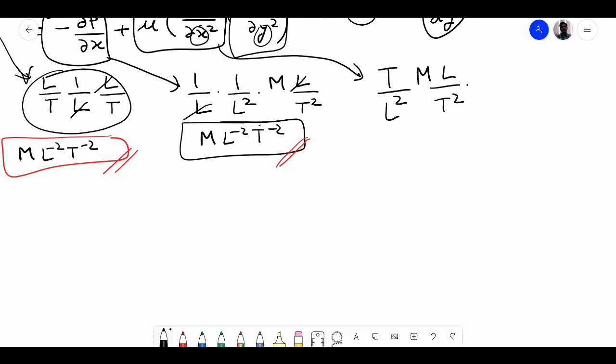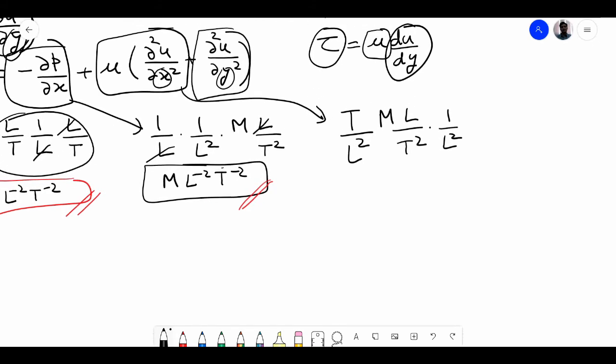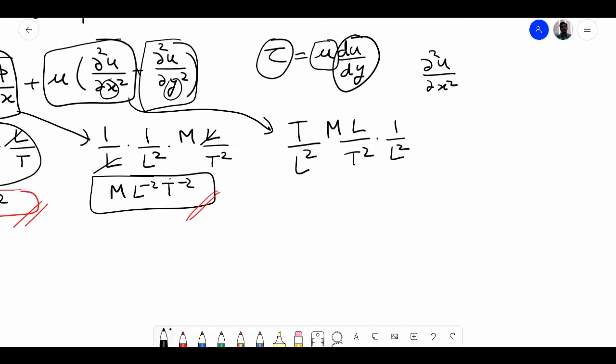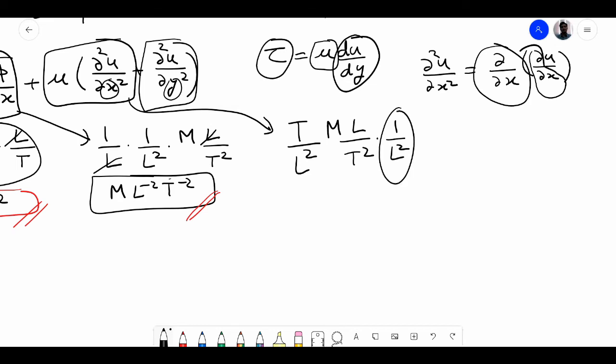Dou 2u by dou x square, so 1 by x square gives you 1 by L square, and u, by the way, what are the units of dou 2u by dou x square? Dou 2u by dou x square can be written as dou by dou x of dou u by dou x. So first you have to take a derivative with respect to x, and then again a derivative with respect to x. So you get 2 distance units in the denominator. Therefore we write 1 by L square here. All right.